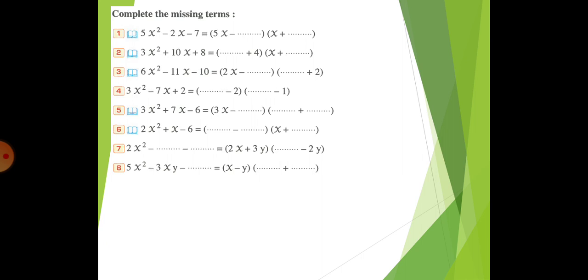Complete the missing term. 5x power 2 minus 2x minus 7, it will be 5x. What about 7? It will be 7 times 1. Number 2: 3x power 2 plus 10x plus 8. 3x power 2 will be 3x and x. 8, only 4 times 2. 6x power 2 will be 2x times 3x. 10 is 2 times 5.